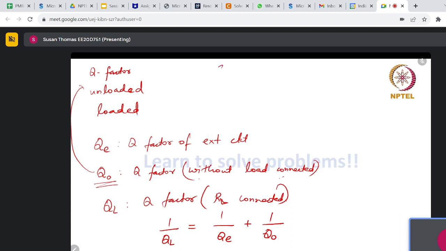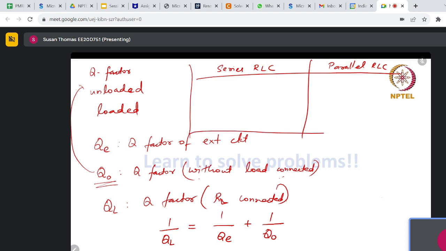Now, in case of a series RLC, let us try to compare both series and parallel RLC. So in case of a series RLC, Q naught is omega naught L by R, or I have one more equation. I can also write it as 1 by omega naught RC. This is the unloaded Q factor. Now, how about the loaded Q factor?